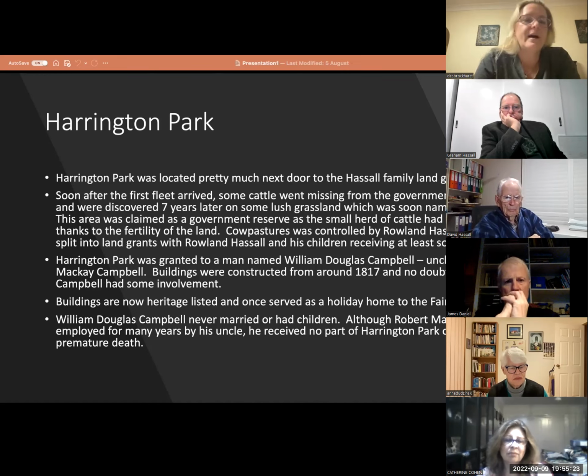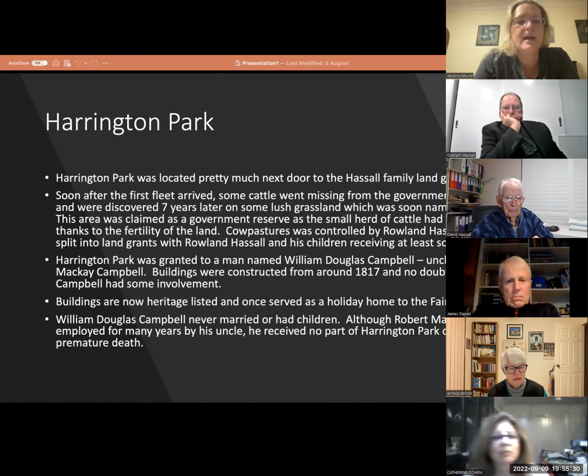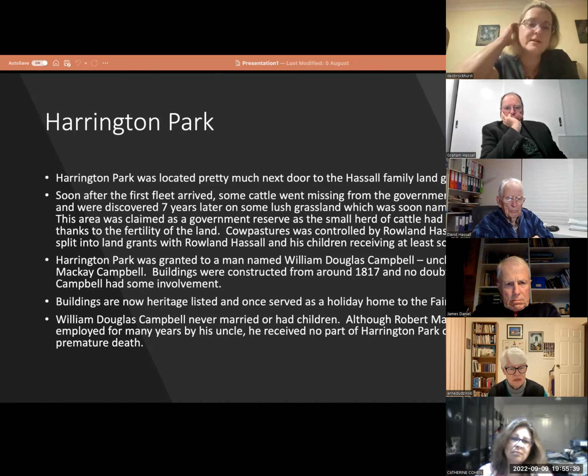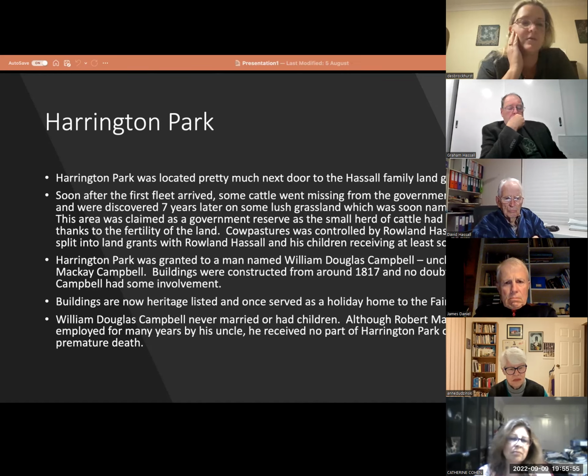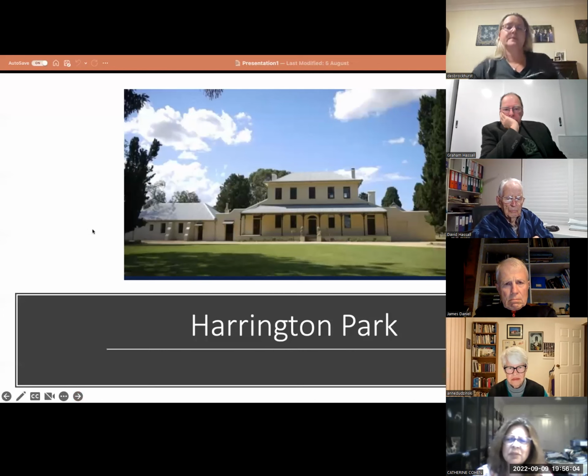Harrington Park, which was next door to Cow Pastures, was granted to a man named William Douglas Campbell, uncle of Robert McKay Campbell. Buildings were constructed from around 1817, and no doubt Robert McKay Campbell had some involvement. The buildings are now heritage listed and once served as a holiday home for the Fairfax family. William Douglas Campbell never married or had children. And although Robert McKay Campbell was employed for many years by his uncle, he received no part of Harrington Park on his uncle's premature death. And in fact, most of it went back to relatives in Scotland. So this is Harrington Park. Beautiful buildings, which are still in existence.